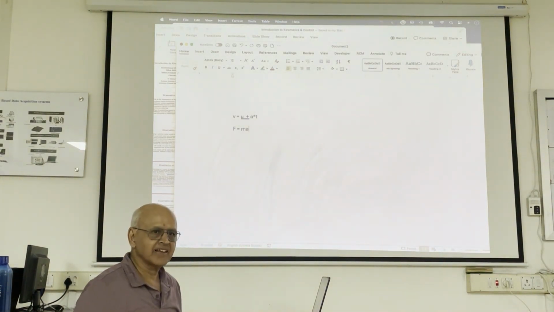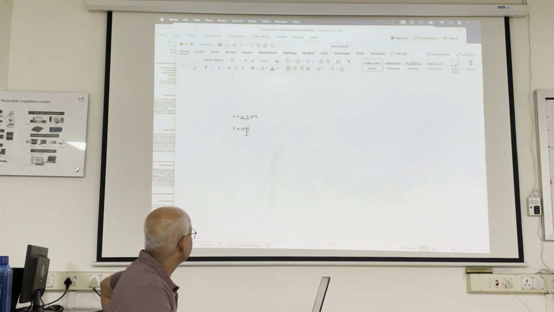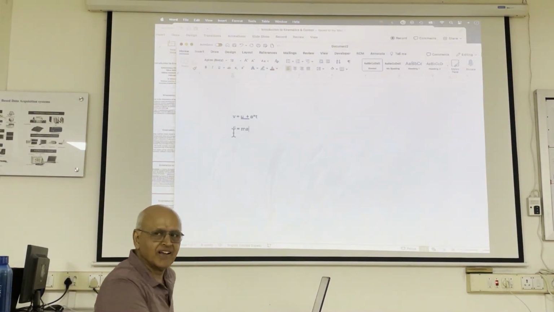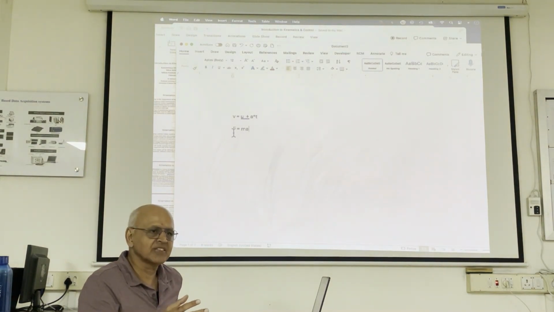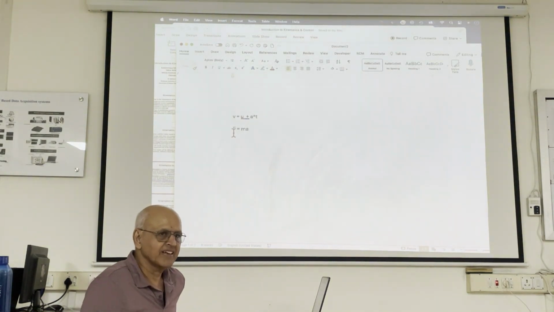F is equal to ma. So to have infinite acceleration, either the mass has to be zero, or the force has to be infinity, or maybe both. Never going to happen. So there's always going to be a delay when you change velocities. That's something that you cannot eliminate.